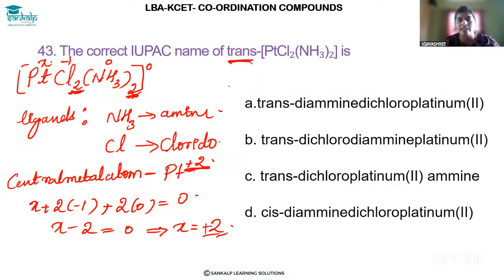So diamine, dichlorido. Let me write the name here. Diamine, dichlorido, platinum. Then the oxidation state is +2.